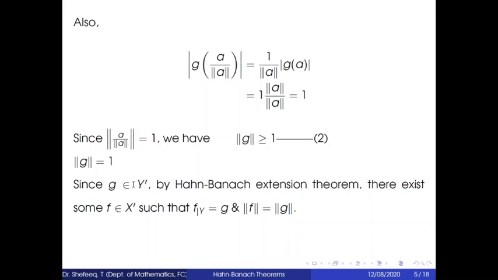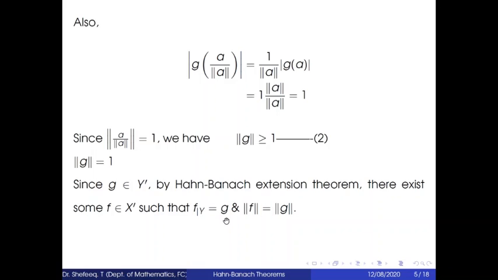Now, since g belongs to y dash, here we have shown that g is a continuous linear functional, which is also bounded. So this means g belongs to y dash. Then by the Hahn-Banach extension theorem, there exists some f belongs to x dash such that the restriction of f to y equals g and norm f equals norm g. Y is a subspace of x. Now if we restrict this f to this subspace, then the value of that is equal to g.